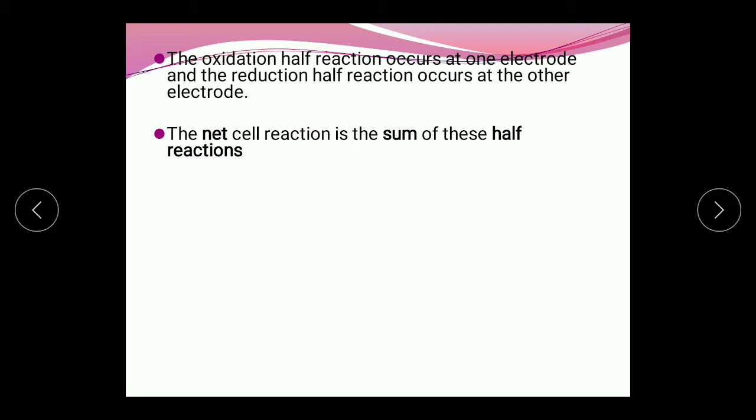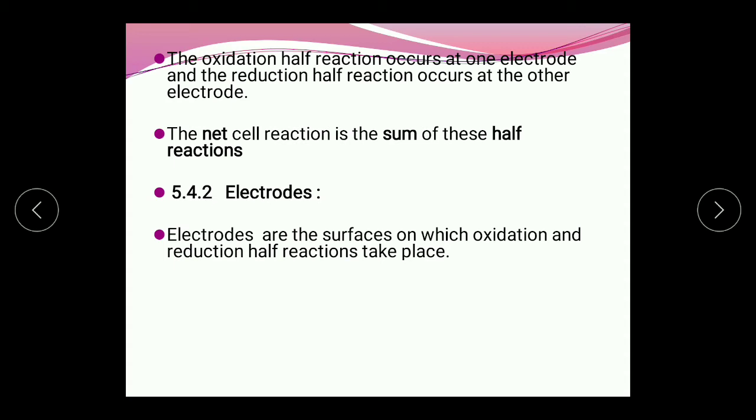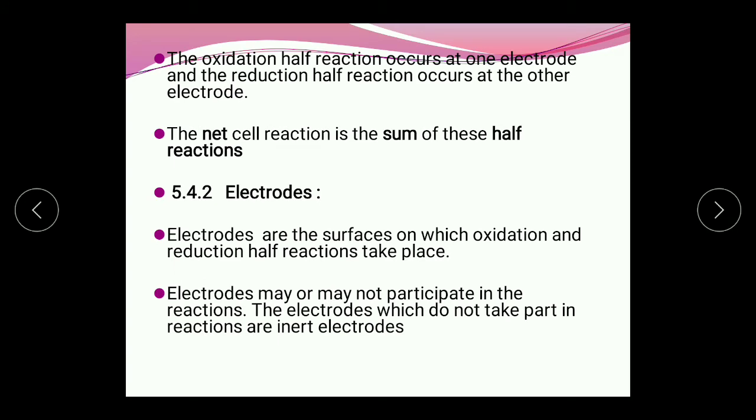Now, the electrodes we dip in the electrolyte, we will learn about them. What are electrodes? Electrodes are defined as the surfaces on which oxidation and reduction half reactions take place. That means the metal rods or graphite rod we dip in the electrochemical cell, on the surfaces of those rods the reactions take place. The electrodes may or may not participate in the reaction. Sometimes they take part in the reaction, sometimes they are just utilized to carry out a reaction, but they don't take part in it.